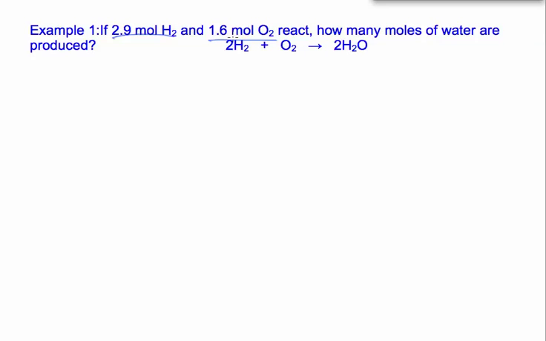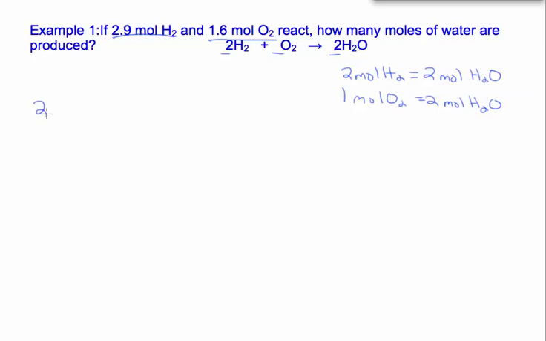So we're going to need mole ratios to go from moles of hydrogen to moles of water and moles of oxygen to moles of water. So from our balanced equation, we know that for every 2 moles of hydrogen that react, we can make 2 moles of water, and for every 1 mole of oxygen that reacts, we can make 2 moles of water. And these are just simple mole ratio problems.